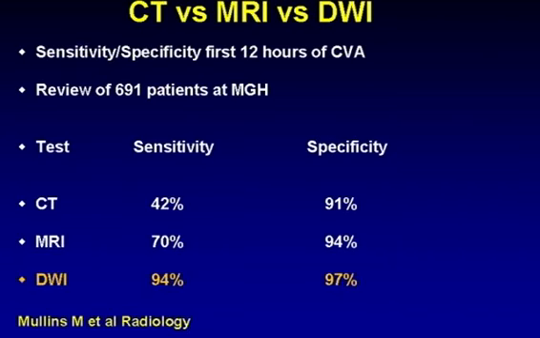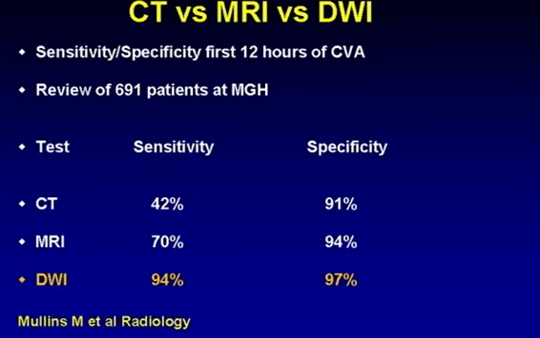This is an interesting and important study from the Mass General group, and they reviewed 691 patients at Mass General in the first 12 hours of the stroke coming into the ER. And they compared the sensitivity and specificity of CT versus conventional MR and diffusion weighted imaging. You can see that the sensitivity and specificity using CT alone is pretty, certainly the sensitivity is pretty low, so 42%. Very good specificity if you find an abnormality.